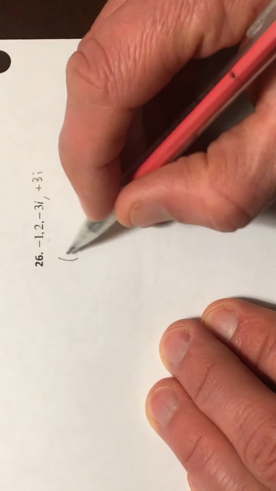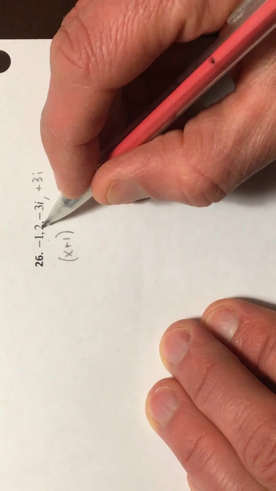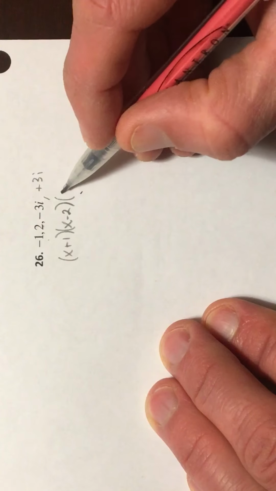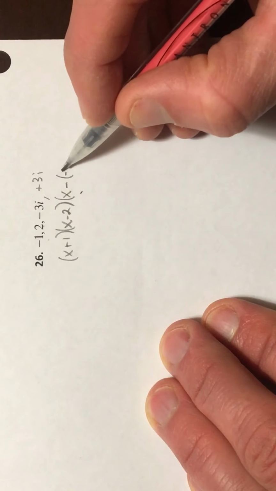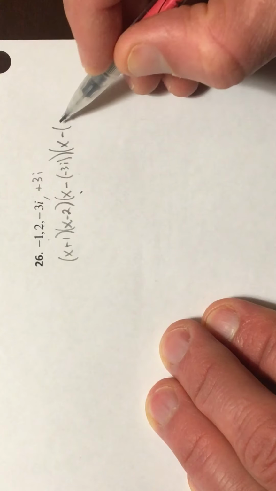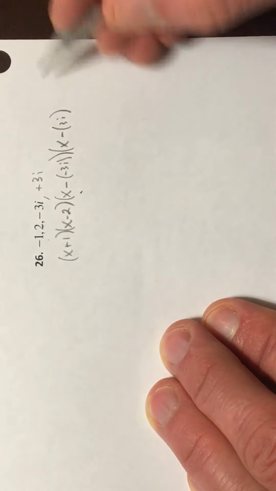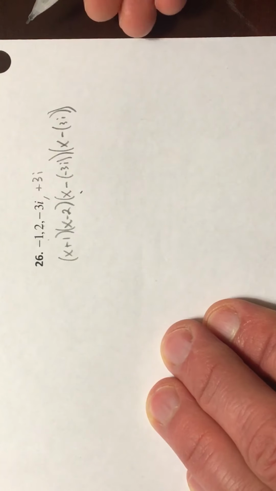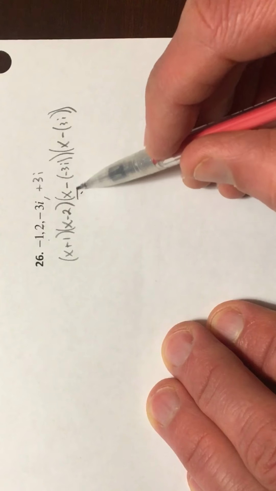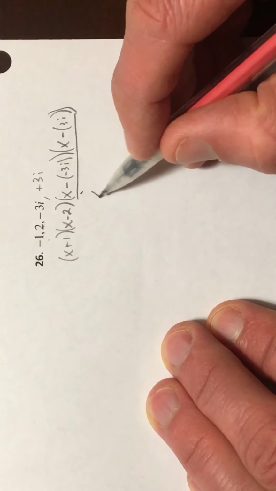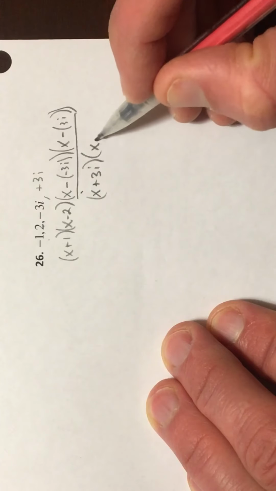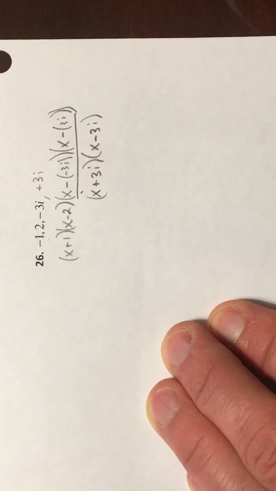So this 0 produces this factor. This 0 produces this factor. And then x minus a minus 3i and x minus a positive 3i. Okay. There's the 4 factors for the 4 zeros. I'll work with the imaginaries first. So this will just be an x plus 3i. This will be an x minus 3i.